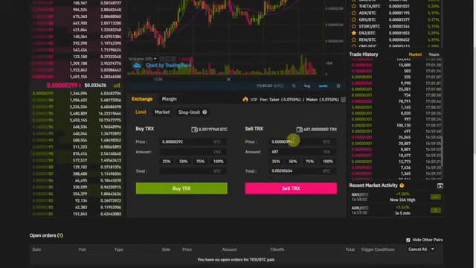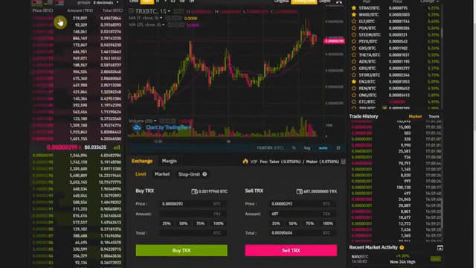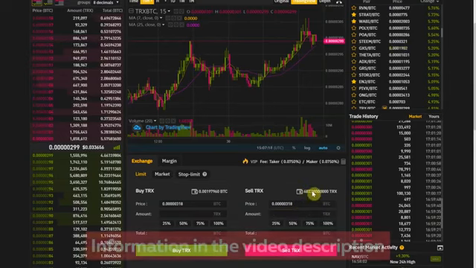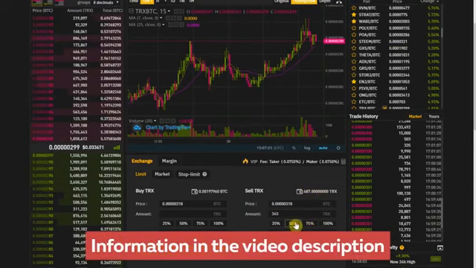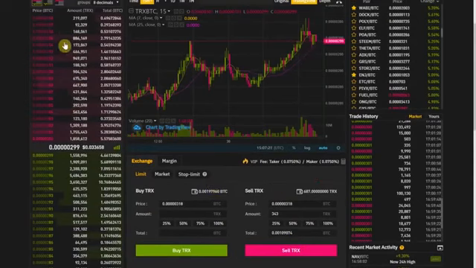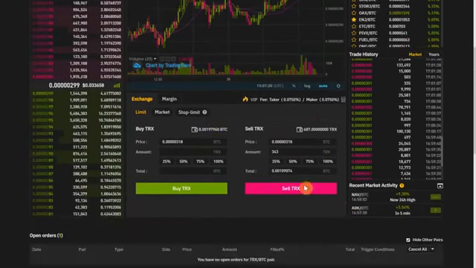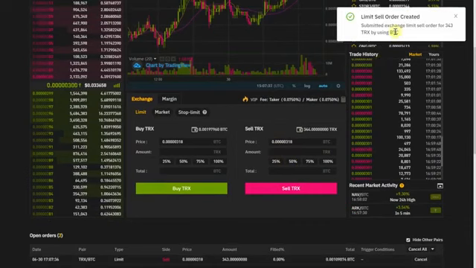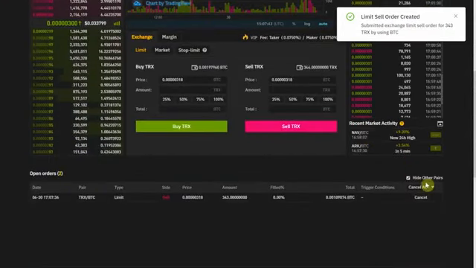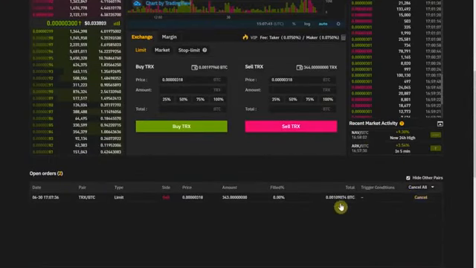Again, if you wanted to sell, it's the exact same thing. Let me say, okay, I want to sell at this price. And how much do I want to sell? I have this amount of TRX, and let's say I want to sell this amount of TRX at 318. Again, it's okay to place these orders because it's going to take a long time before it gets there, so I'm not going to sell my positions. That's it. Sell. Limit order submitted. And yep, there it is. Same thing. Okay, let's cancel this one.